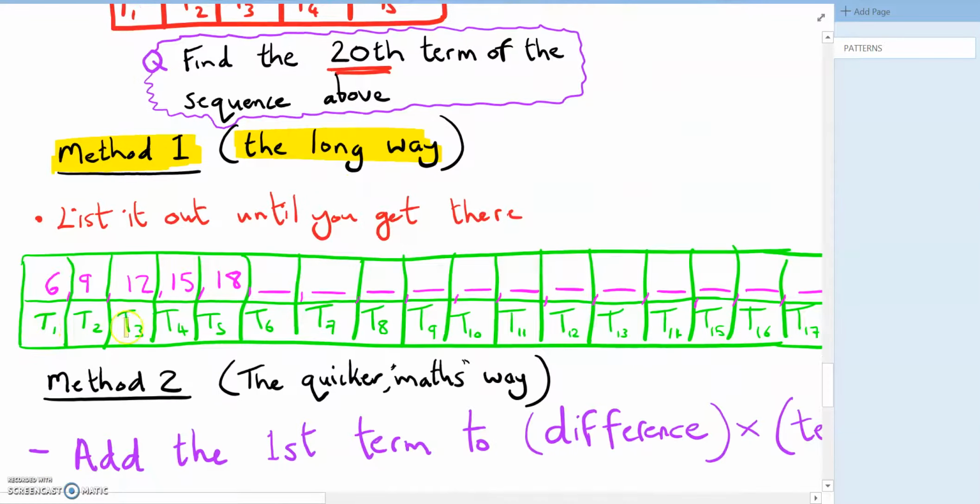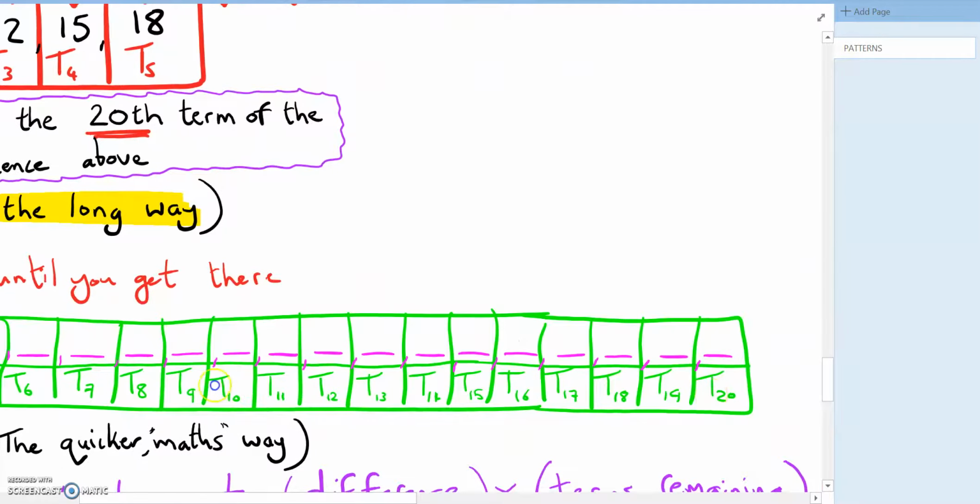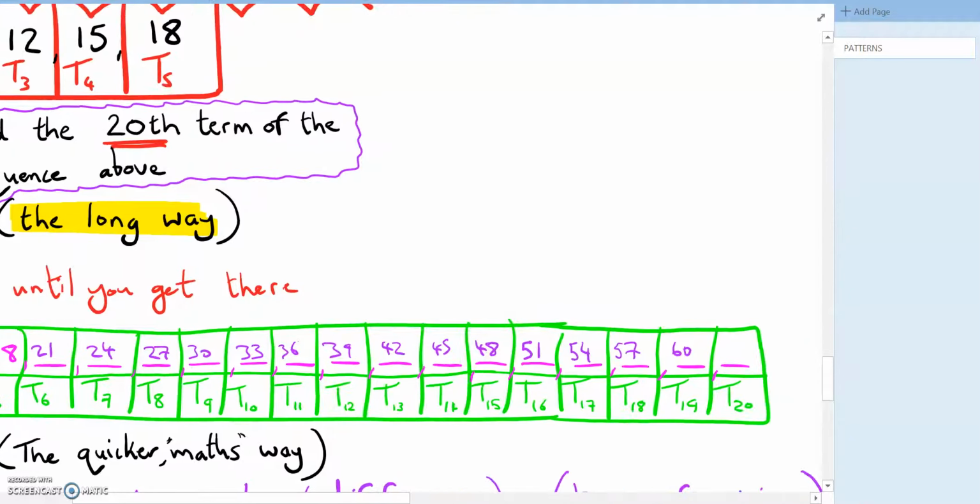So there's term 1, term 2, term 3, term 4, term 5, term 6, and they want to go all the way up to term 20. So I'm going to need to list it all out. Here we go. You ready? 21, 24, 27, 30, 33, 36, 39, 42, 45, 48. I'm adding 3 each time, remember. 51, 54, 57, 60. And the answer is 63. There's the answer. Okay, we got there eventually.